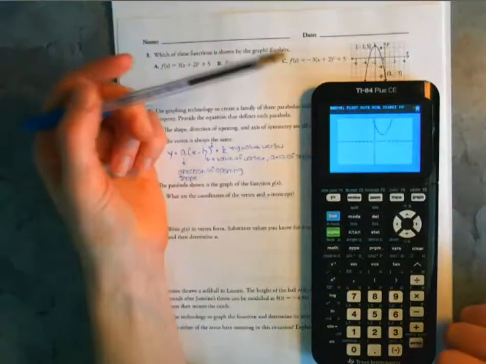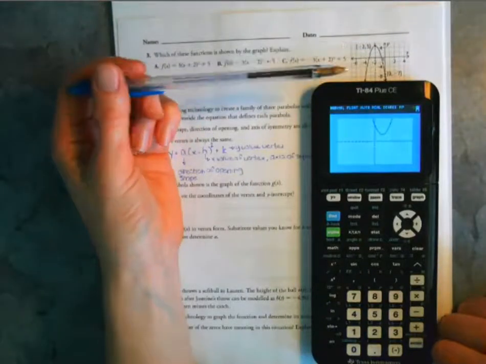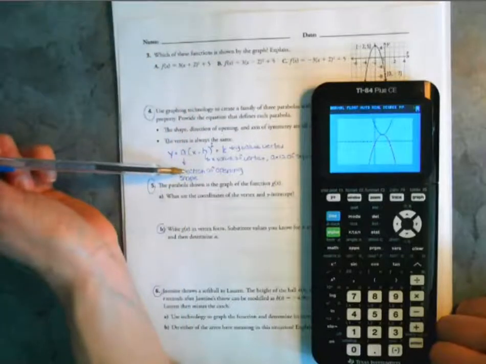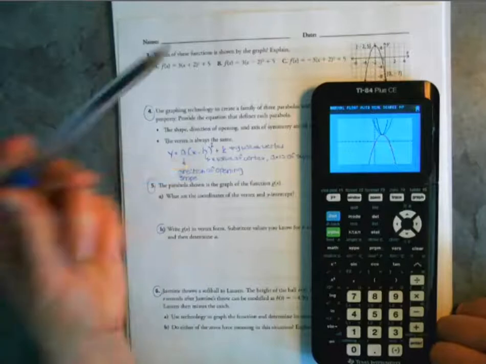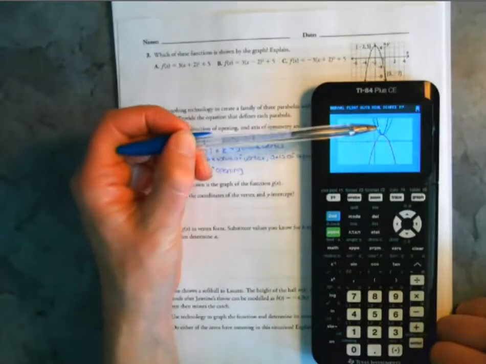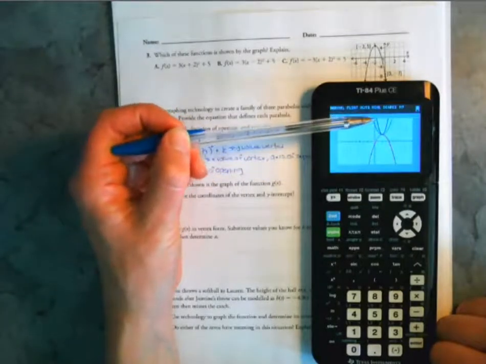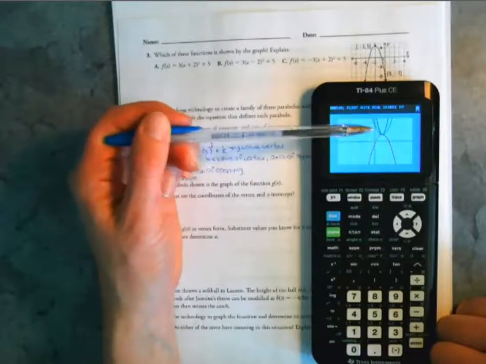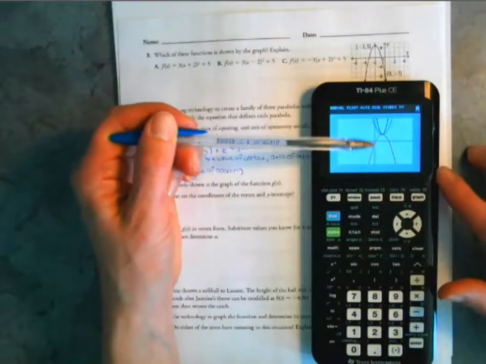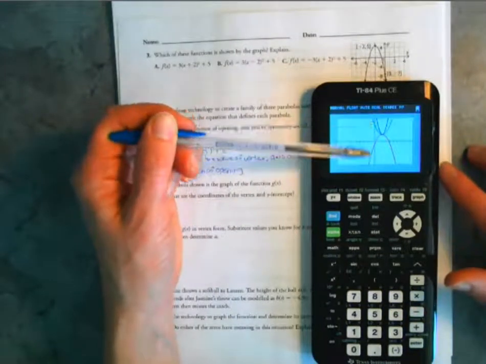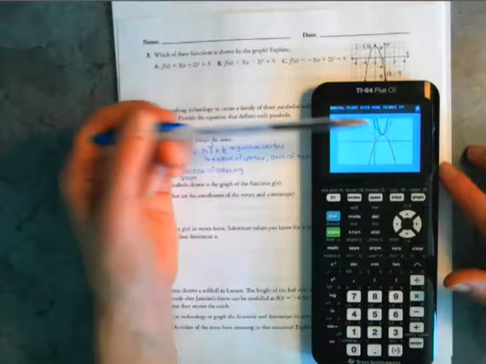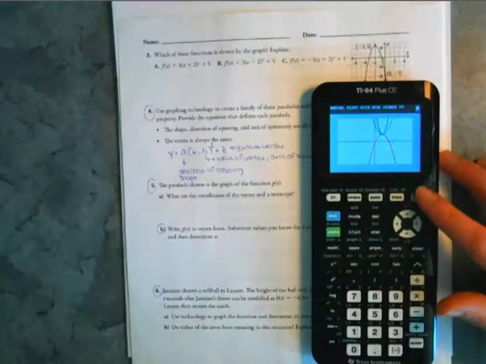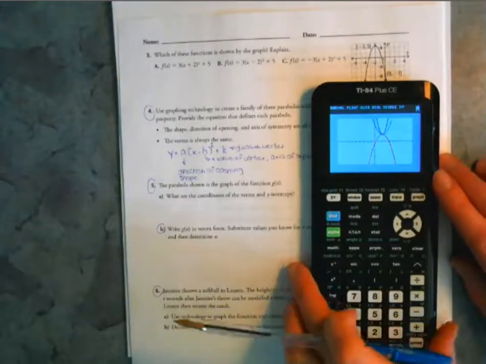So now if I graph these, the only thing that should change is the direction of opening and the shape. So here you can see pretty clearly, right? This last one is quite a bit narrower because it had an a value greater than 1. And then these two have the same shape because this one was +1 and this one was -1. So the only thing changing between them is the direction of their opening. But the vertex for all of them is at the same point. Okay, so that's how you would solve number 4.